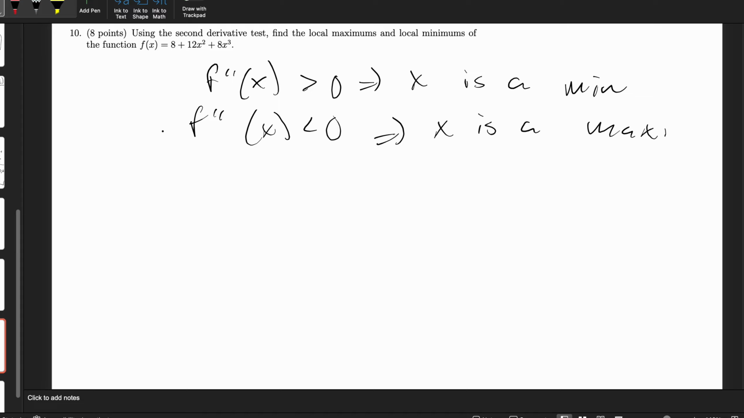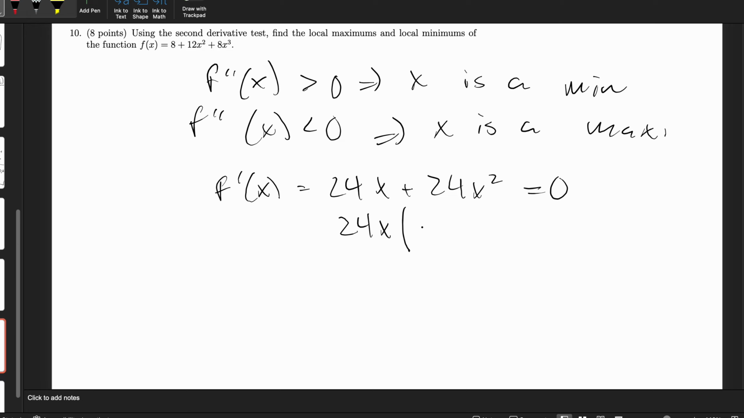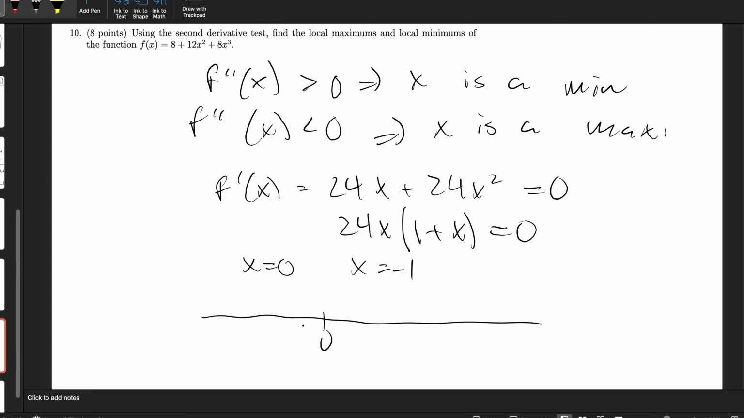All right, so I'm going to take the derivative here. So f prime of x is 24x plus 24x squared. And I'm going to set that equal to 0 so I can find our critical values. I'm going to factor out 24x, and I get 1 plus x here equals 0. So that tells me x equals 0 is a critical value, and x equals minus 1 is a critical value. Typically we just map these on the number line, and we plug in values to the left and to the right. But this time, let's use the second derivative test.